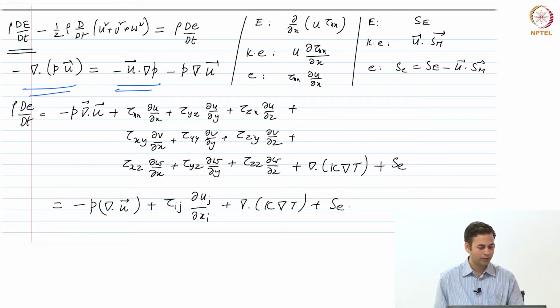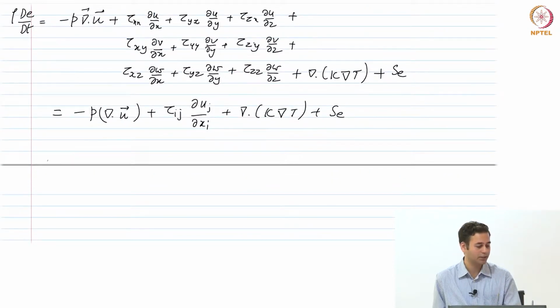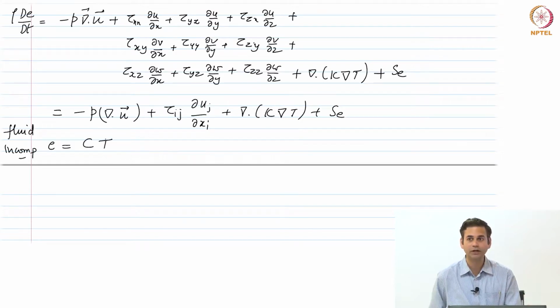Okay, now we have an equation for internal energy. Let us take a particular case of an incompressible fluid or an incompressible flow, in which case the internal energy e for a fluid, which is incompressible, is nothing but your internal energy. Internal energy can be expressed in terms of specific heat and temperature. For a fluid, you have only one specific heat, right? It's just C. We'll call it C times T, where C is the specific heat and T is your temperature.